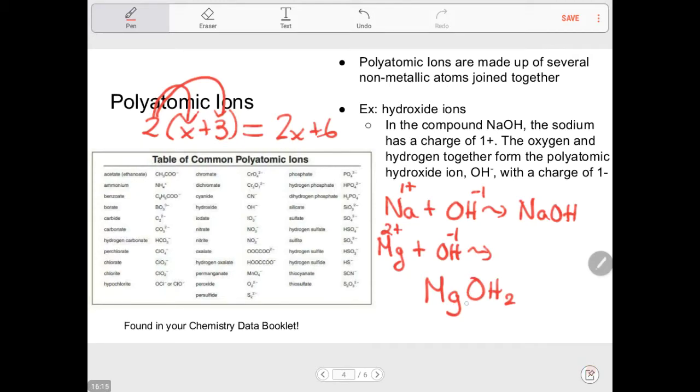If I really break this down, how many Mg's do I have right now? I have 1. How many O's do I have right now? I have 1. And how many H's do I have? I have 2. That's not right. I need 2 OHs. So the rule is, everyone, when you use polyatomics and you need more than just 1, here's what you have to do.